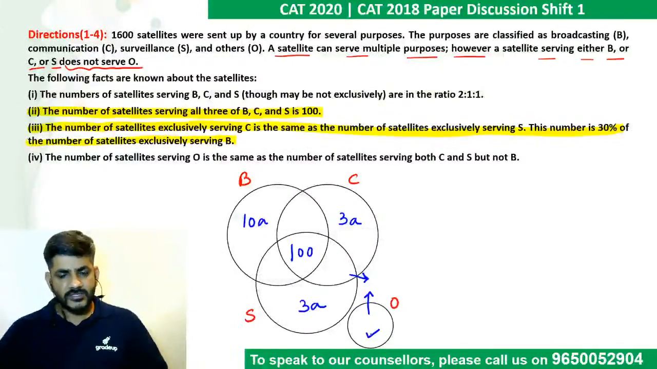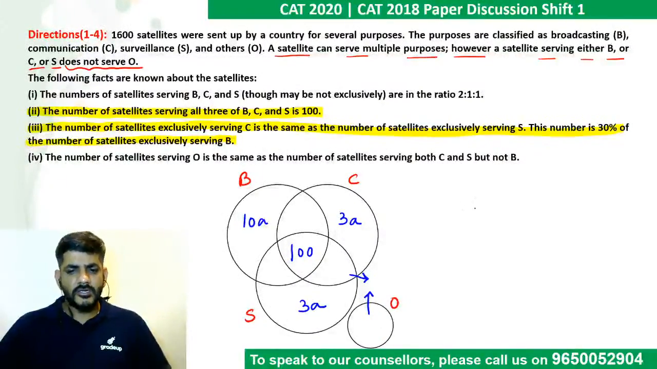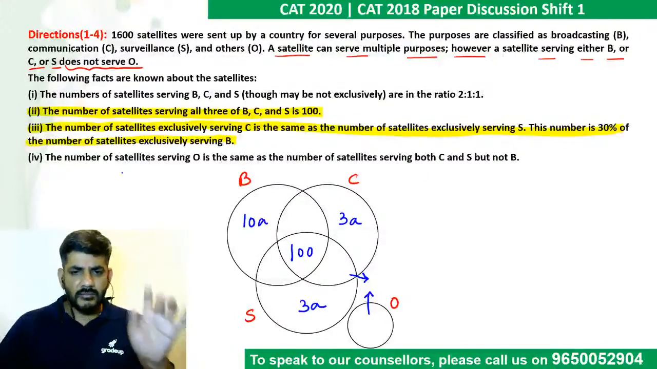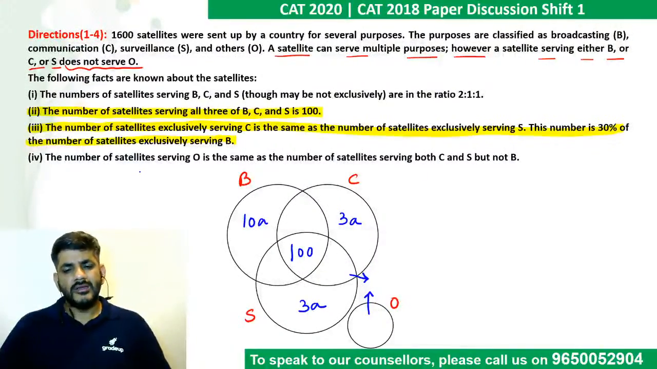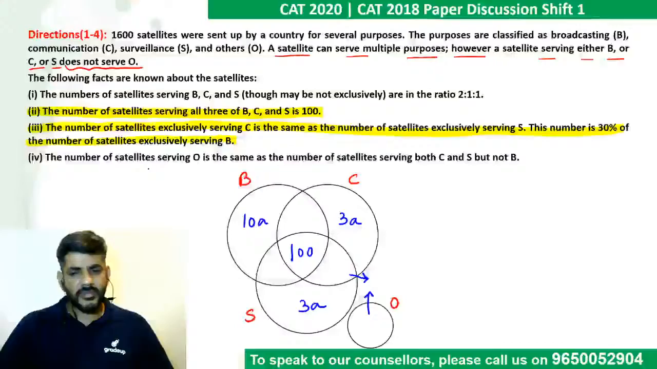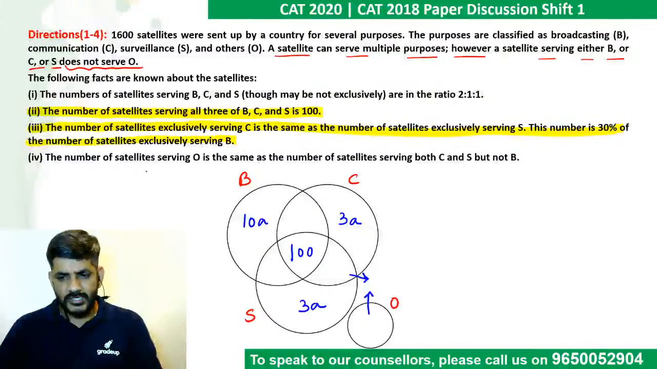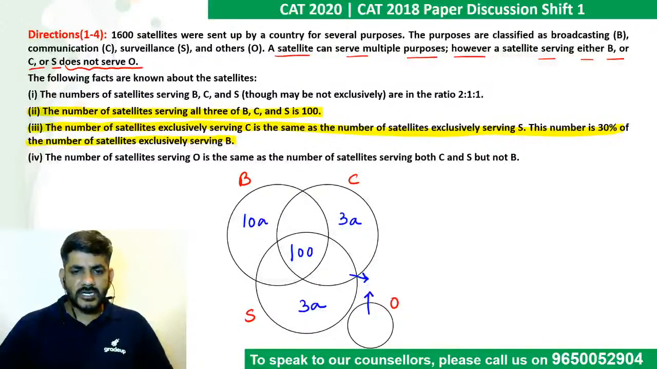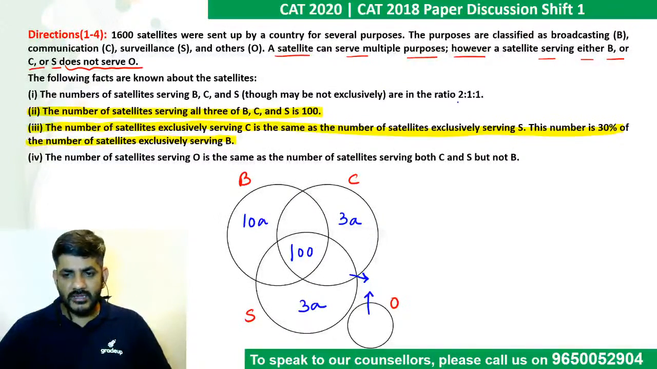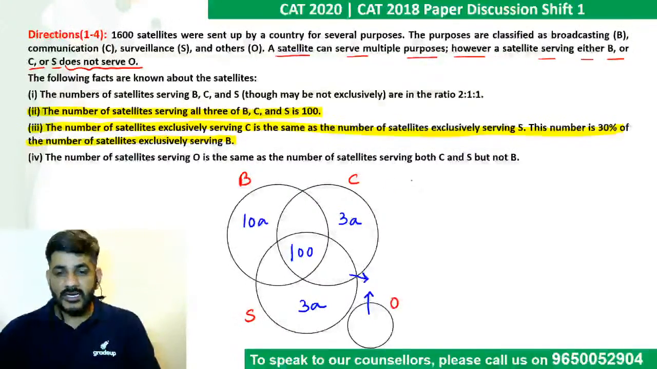So I'm not putting this figure now. I just want to minimize my number of variables. So currently I'm leaving it. I'm trying to use statement 1 as well. Let's see if I can use something from there. If not, then I'll put this number. So let us start checking from statement number 1. The number of satellites serving B, C and S are in the ratio of 2:1:1.